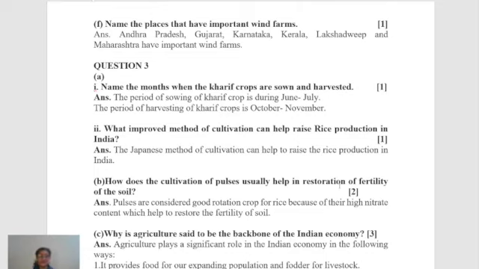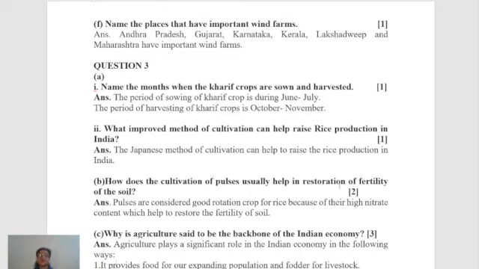Now, question number three, name the months when the Kharif crops are sown and harvested. Kharif crops, as we all know, are summer crops, or you can say the monsoon season is the period when Kharif crops are sown. The sowing period of Kharif crops is June and July, and the harvesting period is the beginning of the winter season, October and November, which are the best months for harvesting these crops.